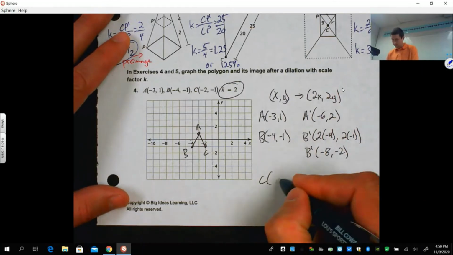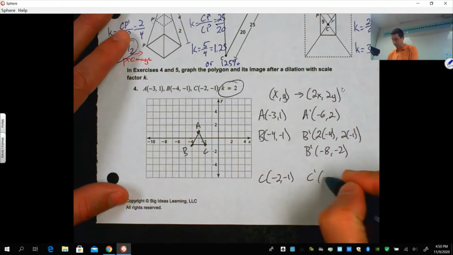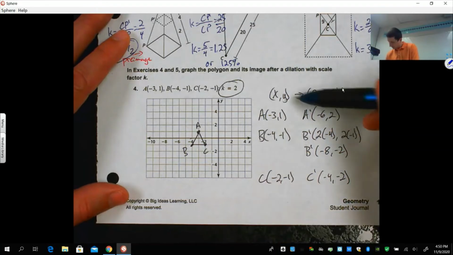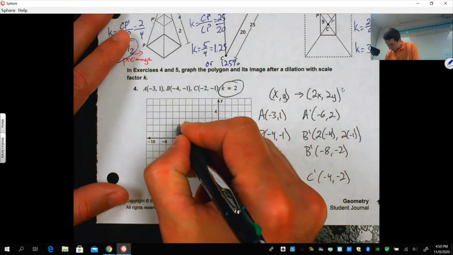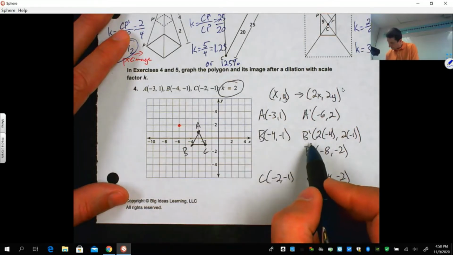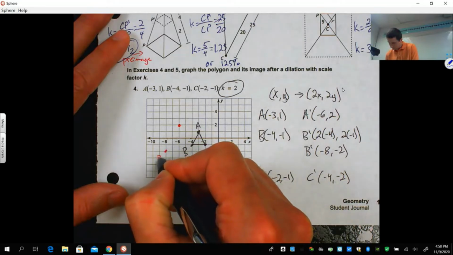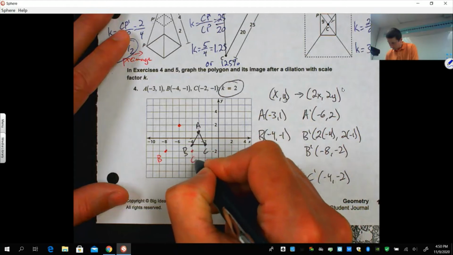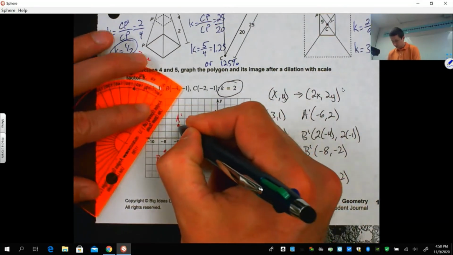And finally, C is negative 2, negative 1. C prime is going to take both of those times 2, so negative 4, negative 2. So let's check it. A prime is negative 6, 2. B prime is at negative 8, negative 2. And C prime is at negative 4, negative 2. Got my labels on there.